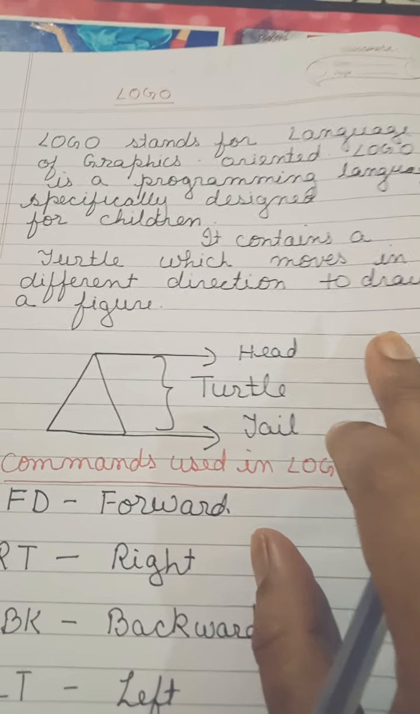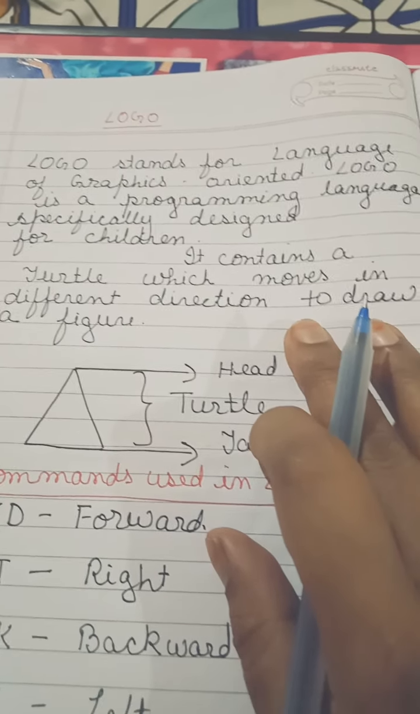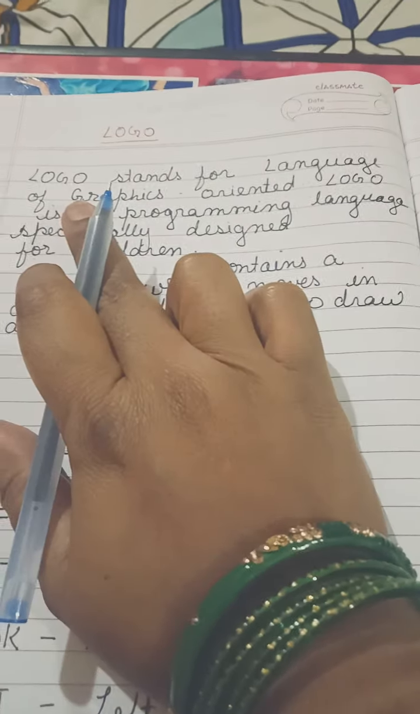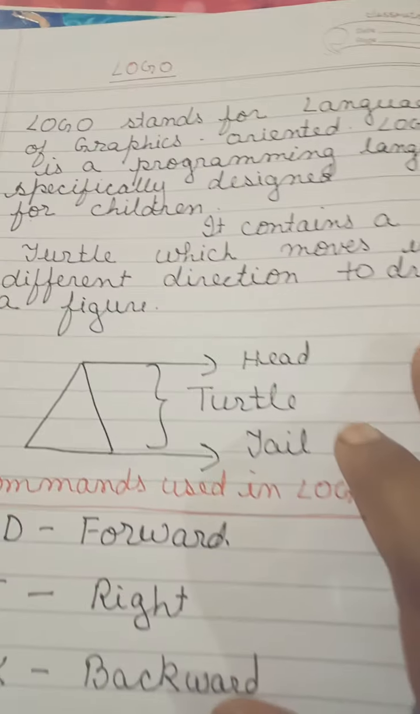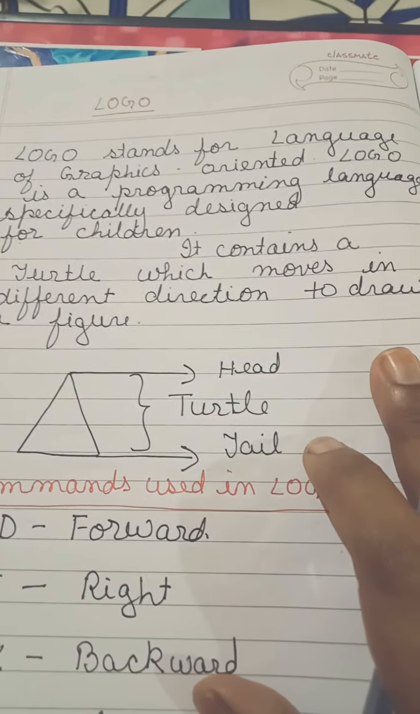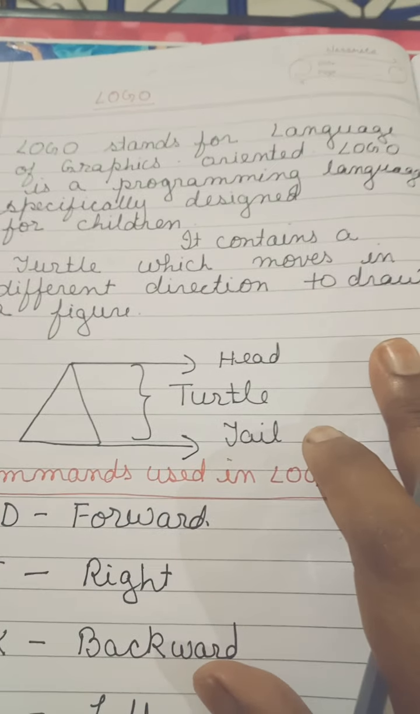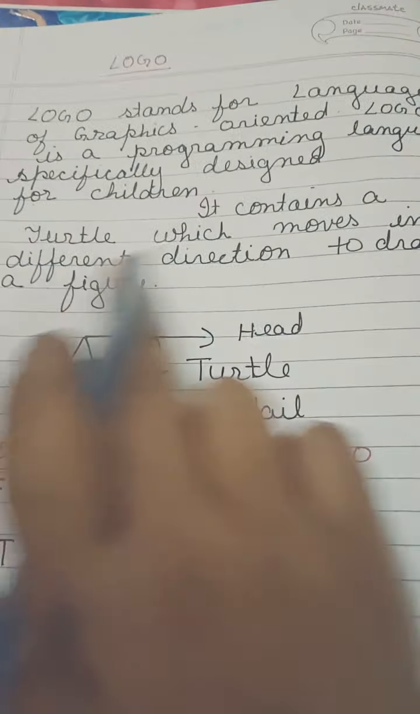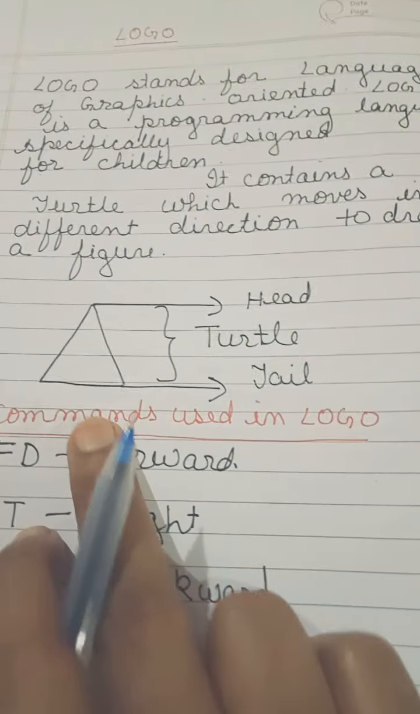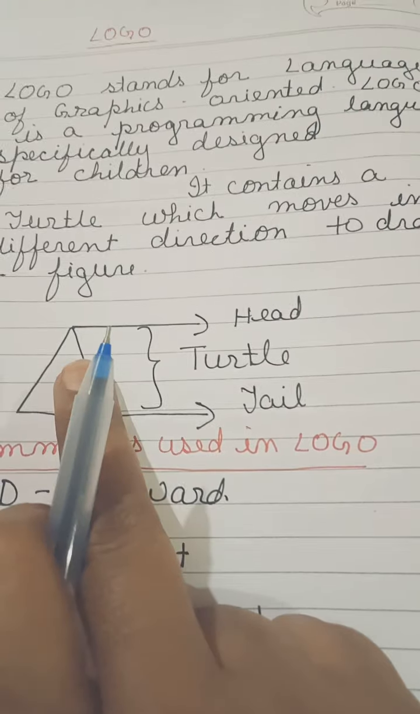Students, this is the first programming language we will deal with in this chapter and in this class. Logo stands for Language of Graphics Oriented. It is a programming language especially designed for children, and it contains a turtle. See this triangle, it is a triangular shape, and this is called the turtle in Logo.